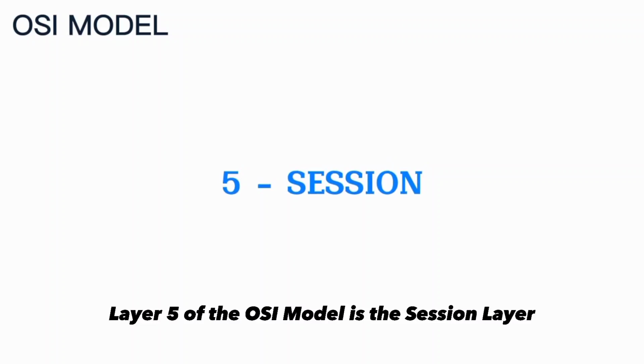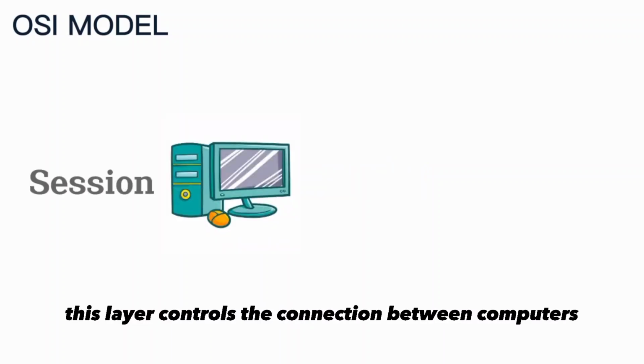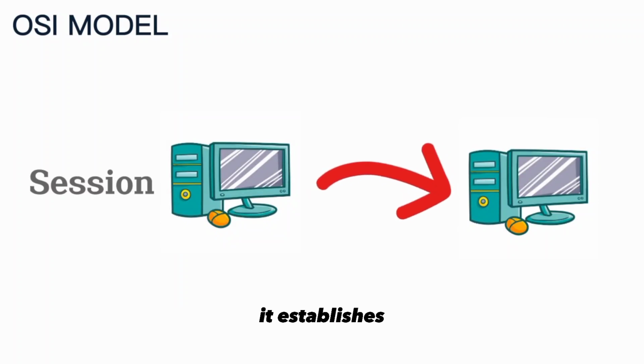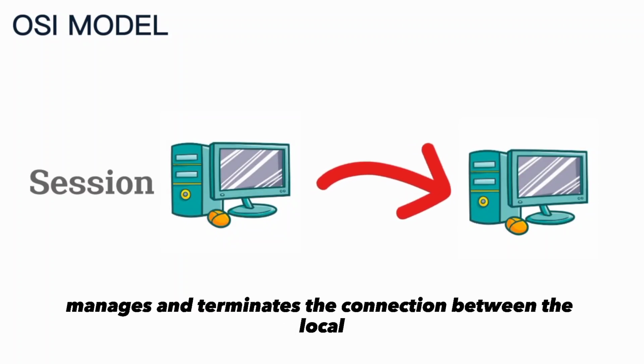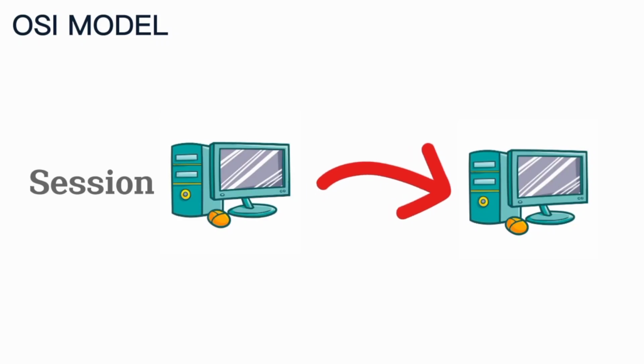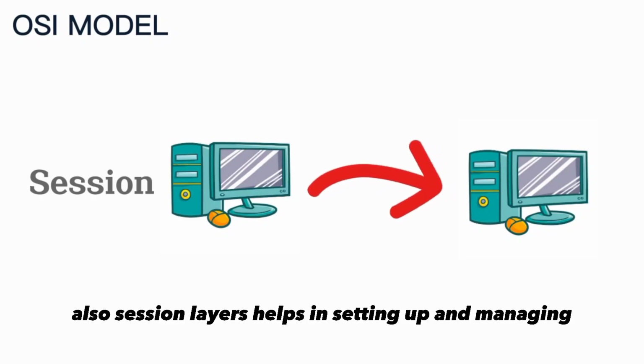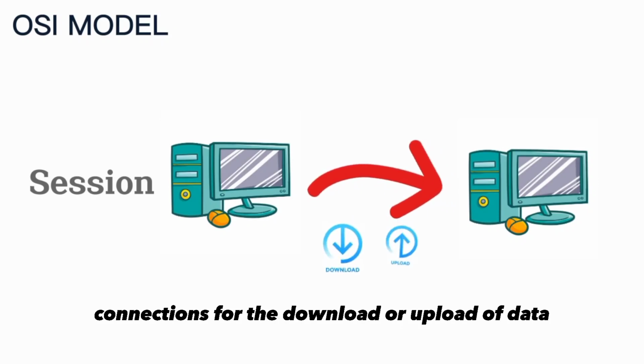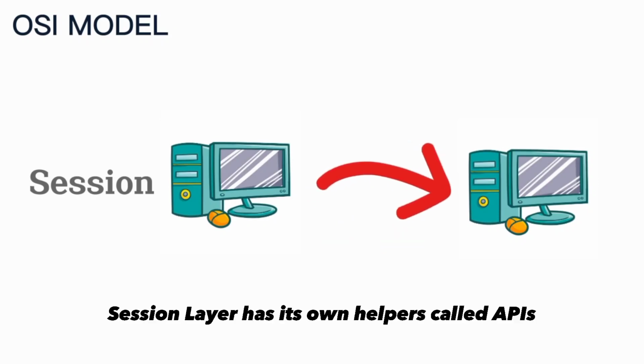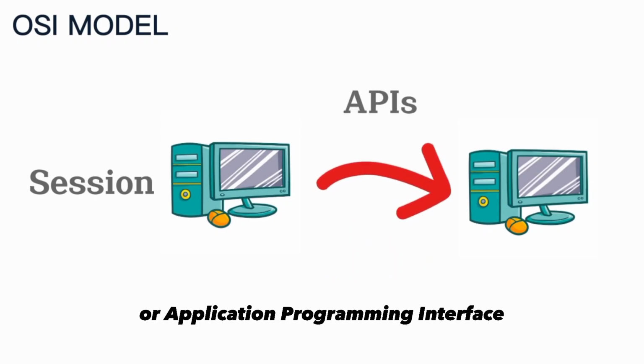Layer 5 of the OSI model is the session layer. This layer controls the connection between computers. It establishes, manages, and terminates the connection between the local and remote applications. Also, the session layer helps in setting up and managing connections for the download or upload of data. The session layer has its own helpers called APIs or Application Programming Interfaces.